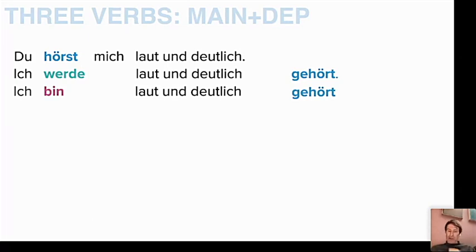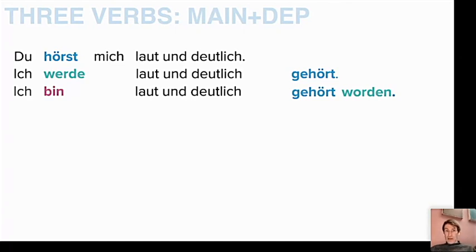German is very structured, very beautiful. Ich bin laut und deutlich gehört worden. I have been heard loud and clearly. So the bin pushes the werden to the end, and it needs to turn into worden because it is the past of the passive. So that's 3 verbs in main clauses.